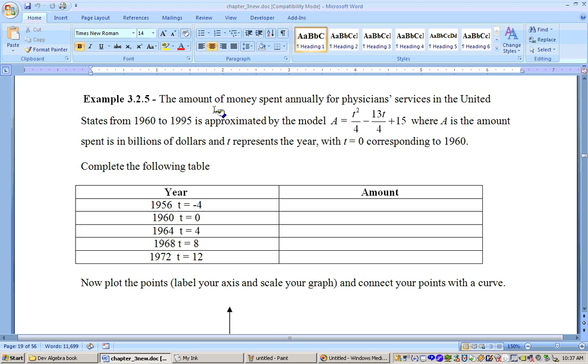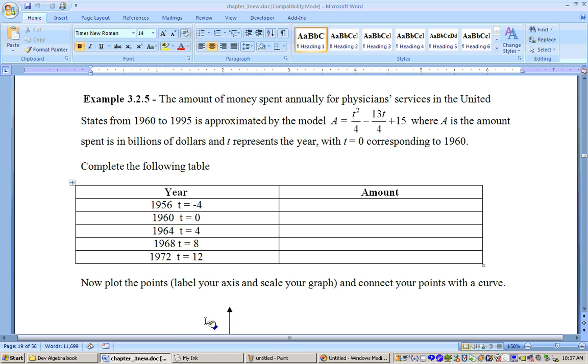Okay, let's go ahead and do this one. It says the amount of money spent annually for physician services in the United States from 1960 to 1995 can be approximated by the model A equals t squared over 4 minus 13t over 4 plus 15, where A is the amount spent in billions of dollars and t represents the year, and t equals 0 corresponds to the year 1960. And it says complete the following table.